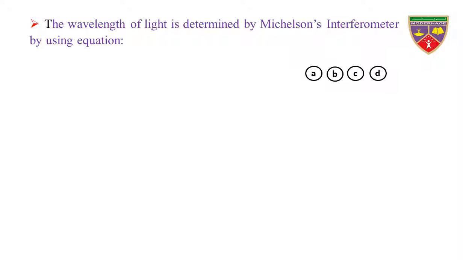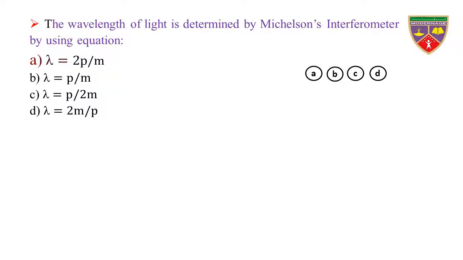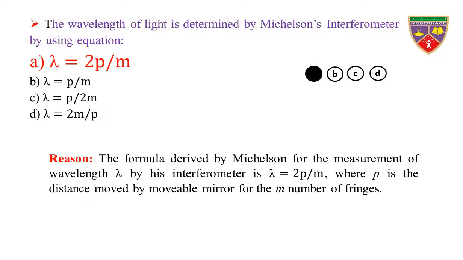The wavelength of light is determined by Michelson interferometer by using equation: option A, lambda is equal to 2p divided by m; option B, lambda is equal to p divided by m; option C, lambda is equal to p divided by 2m; option D, lambda is equal to m divided by p. The key is lambda is equal to 2p divided by m. Therefore, the correct option is A.